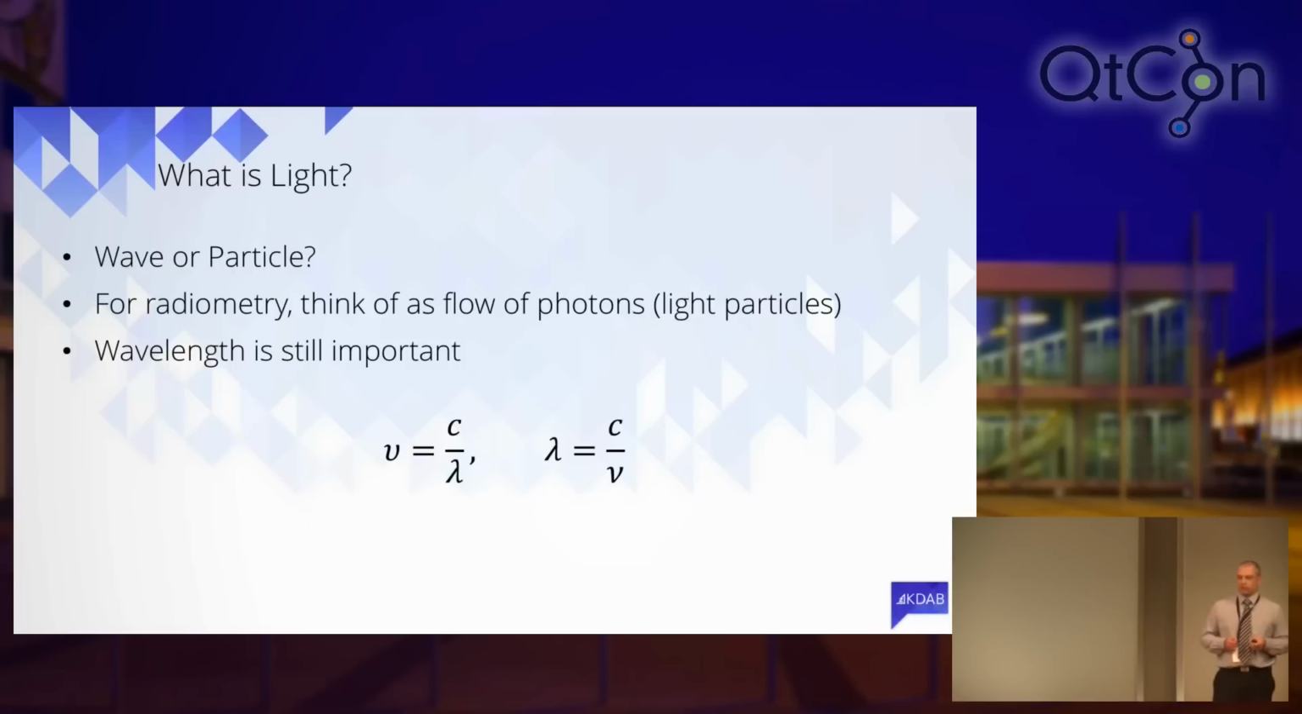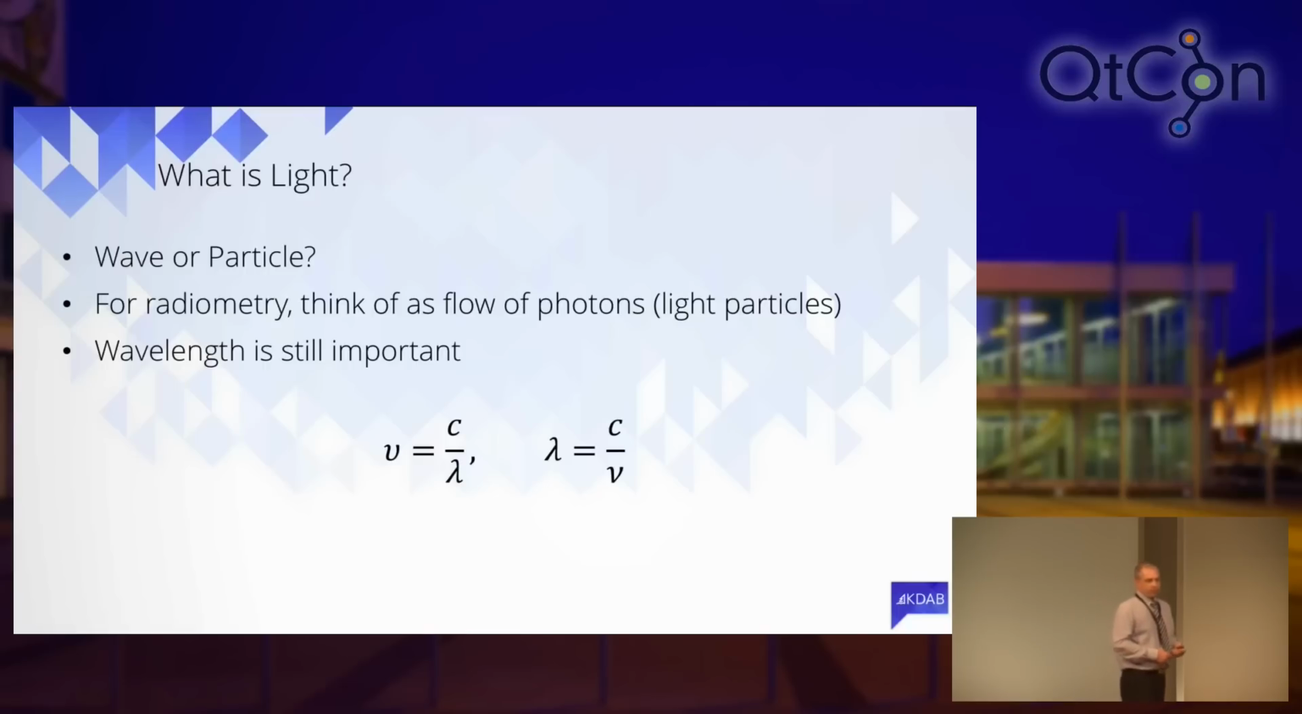So let's think about what is light. Now, if you've done high school physics, you'll be aware that sometimes we treat light as a particle, sometimes we treat light as a wave, sometimes we treat light as this weird thing called a wave packet, which is basically a photon. So for our purposes today, we're going to think of light as a flow of photons, particles. Now, we still need to consider wavelength, which is a property of wave-like motion of light. And at the bottom there, we can see a couple of relationships you may be familiar with, where the frequency of light, nu, is equal to the speed of light, c, divided by its wavelength, lambda. Or conversely, lambda is c over nu.